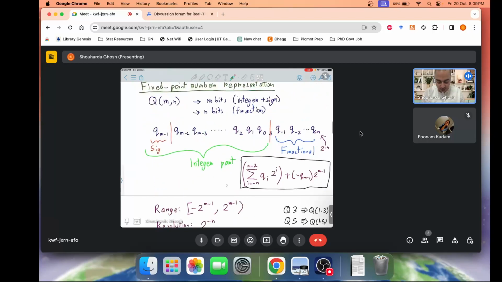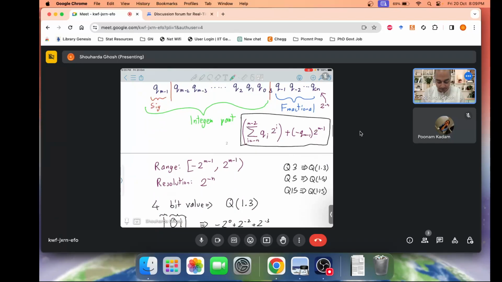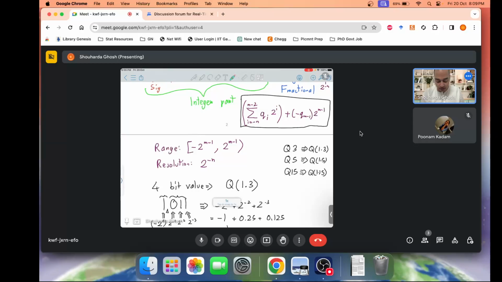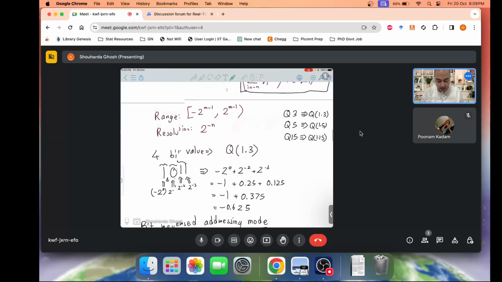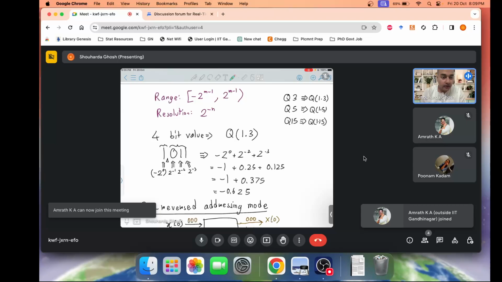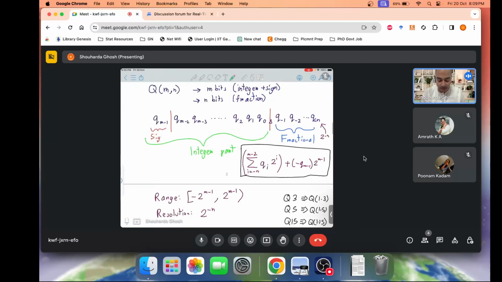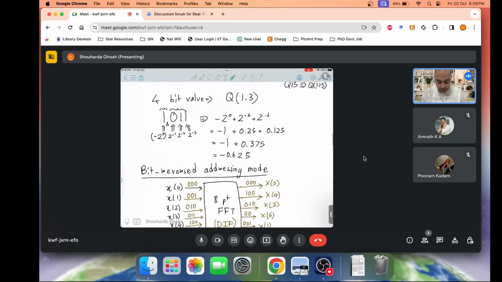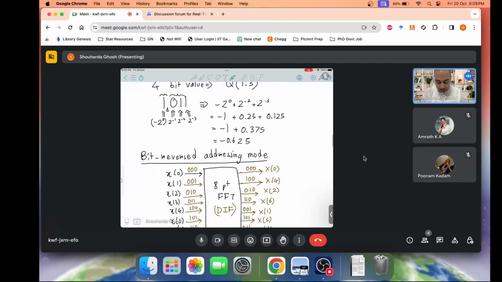So for an Q(m.n) number, the range is from -2 to the power m minus 1 up to 2 to the power m minus 1 minus 2 to the power of minus n, where the resolution is 2 to the power minus n. Then I told you how to find the decimal value of Q1.3 or any arbitrary number in fixed point representation, from binary to decimal.